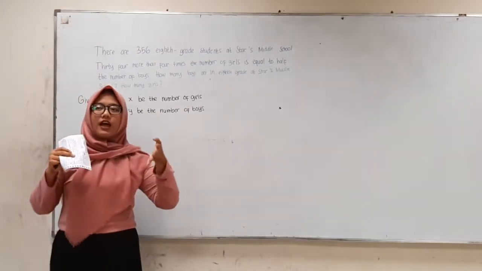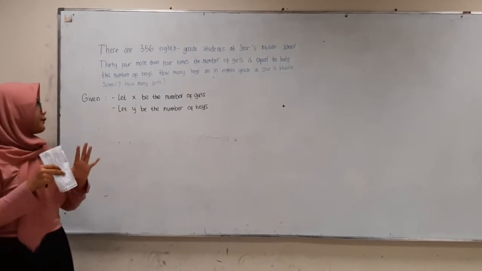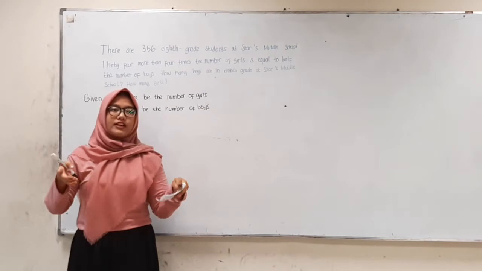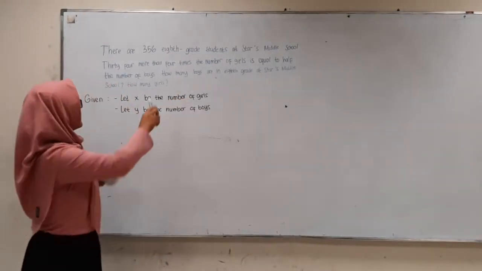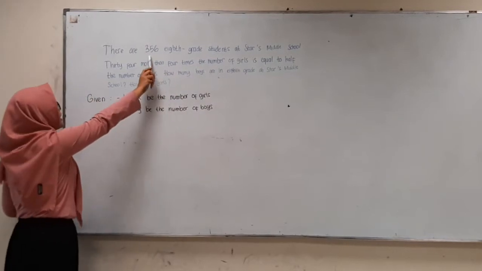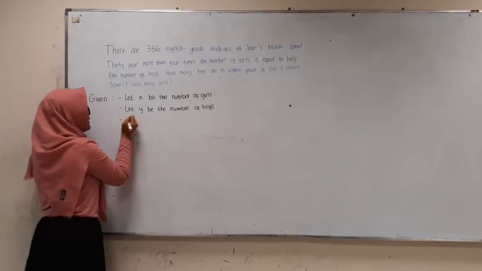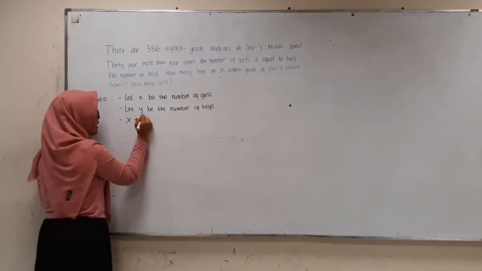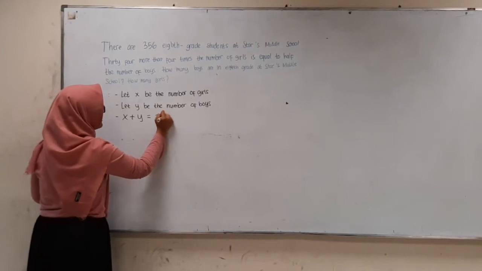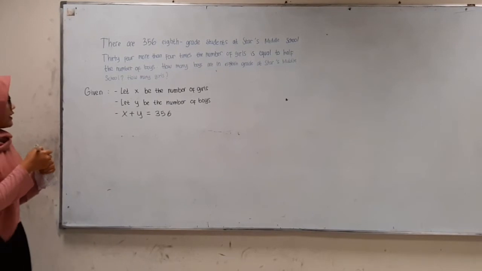We can begin writing it into mathematical sentences. The first thing we know is the total of the 8th grade students at Stars Middle School is 356. We can write it as x is added to y equals 356.